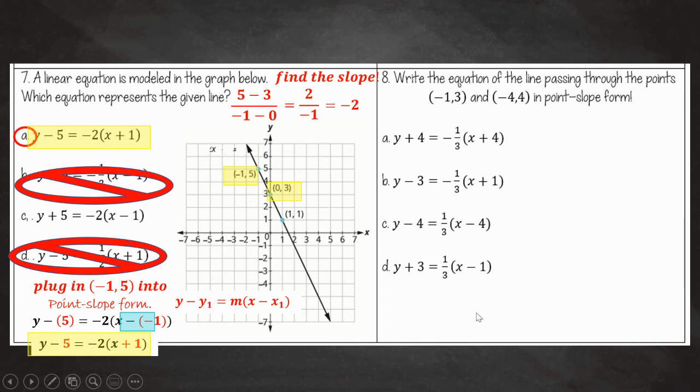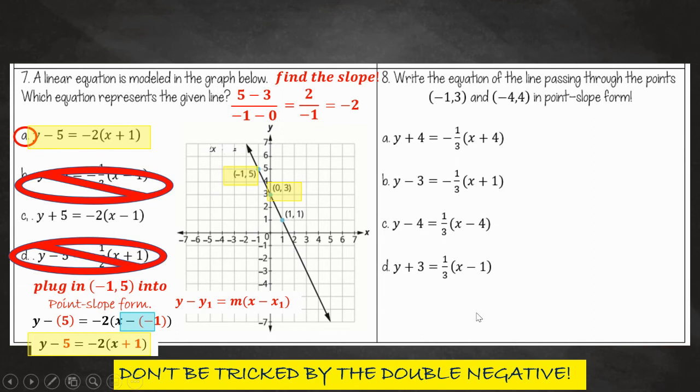All right, moving on to our last question. Write the equation of the line passing through the points -1, 3 and -4, 4, and we're going to write this in point slope form. So the first thing we need to do is find our slope. So 4 minus 3 over -4 minus a -1. Again, here we have that double negative again. So -4 plus 1 will actually become -3. And so my slope is a -1/3.